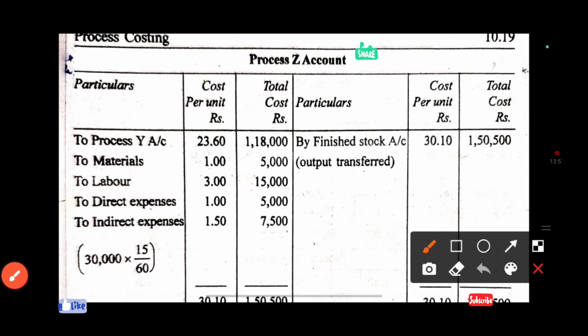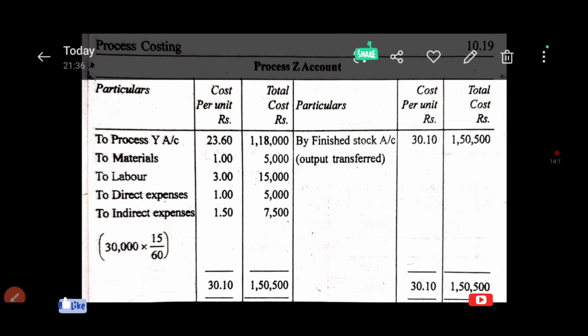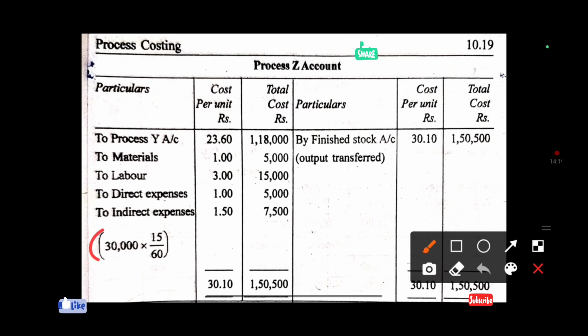After simplifying it, you will get 15 by 60. You can simplify this value again, you will get 3 by 12, right? So 1 by 4. Okay, so the ratio of direct labor is 1:4. Then you need to calculate 30,000 rupees into 15 by 60. You will get the indirect expense as 7,500. Then it will be divided by 5,000 units. You will get the indirect expenses cost per unit as 1 rupee 50 paise.